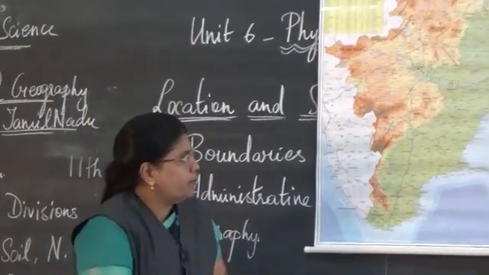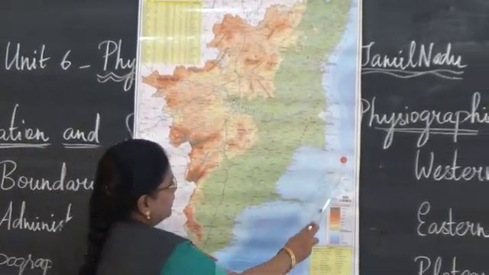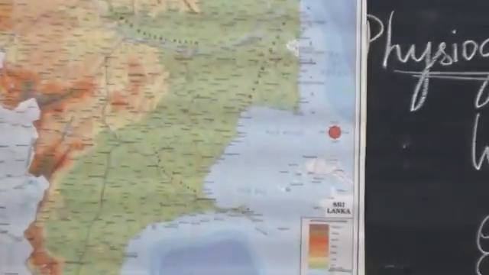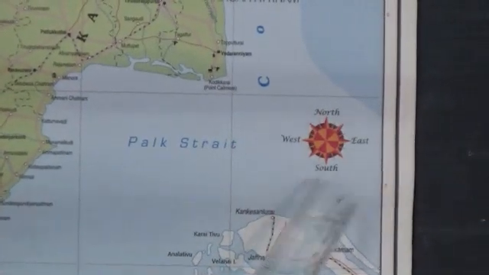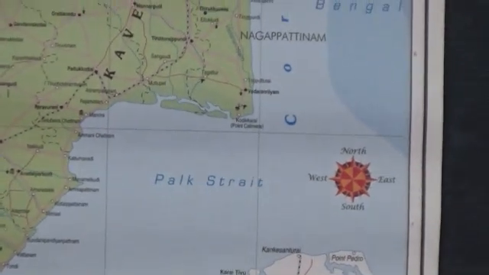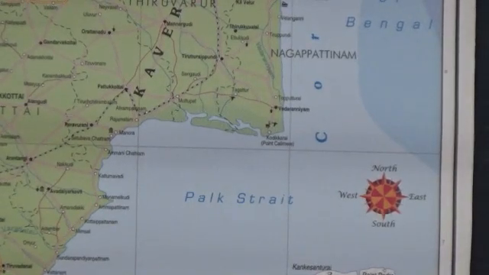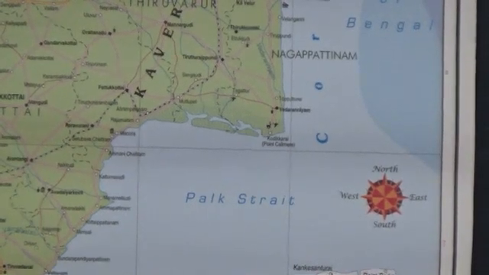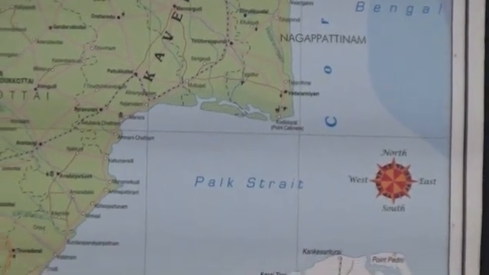Now whenever we see the map, we can see the directions placed on the map. So, the directions north, south, east and west. From this we can tell the boundaries or the neighboring states of Tamil Nadu. Now, Tamil Nadu is one of the 28 states in India. It is located in the southernmost part of India.